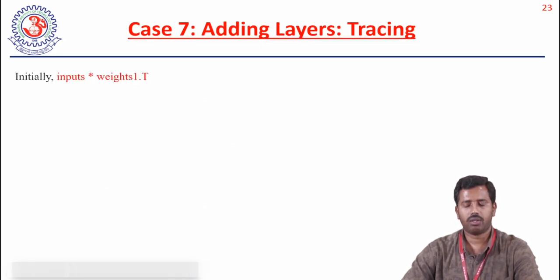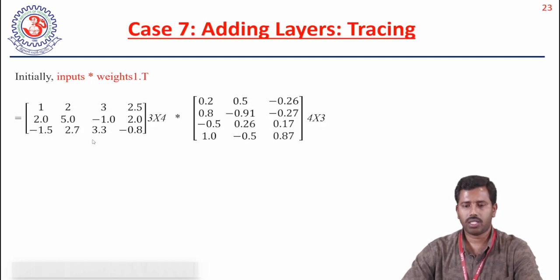Initially, you have to apply the transpose on weights 1 along with inputs. This is the representation. Input dimension is 3 by 4. After applying the transpose, your weights 1 matrix dimension is 4 by 3, so that the dot product of 3 by 4 and 4 by 3 is possible, and the output dimension is 3 by 3.